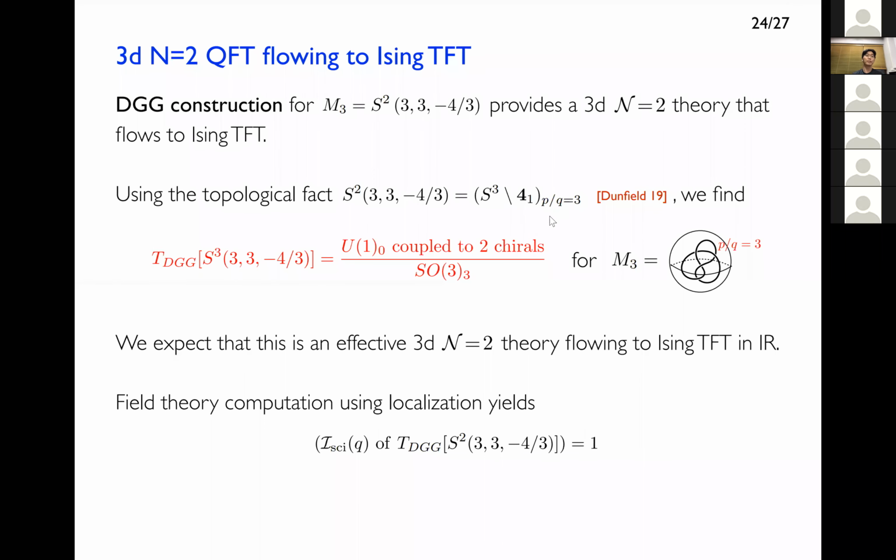This N=2 gauge theory is an effective theory that flows to the worldvolume theory of M5-branes wrapped on this non-hyperbolic 3-manifold. We expect this theory flows to the Ising TFT at low energy. One can easily check that the supercomformal index of this theory is indeed given by 1. Moreover, modular data can also be computed using this N=2 theory in 3 dimensions, and they agree with the geometric result in the previous slide.